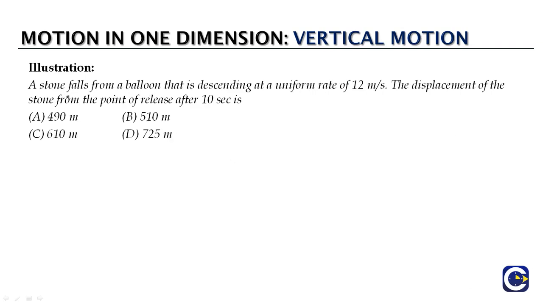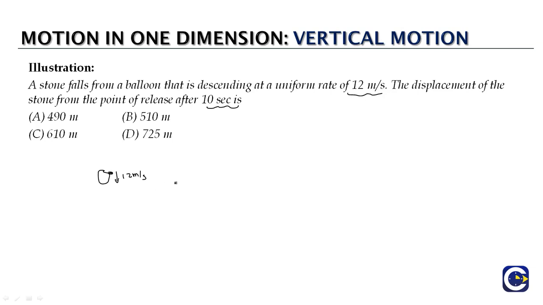So we have one more question. A stone falls from a balloon that is descending at a uniform rate of 12 meters per second. Now in this case, we have the balloon which is descending or coming down with a speed of 12 meters per second. We need to find the displacement of the stone from the point of release after 10 seconds. So we need to find the overall displacement from the point of release.